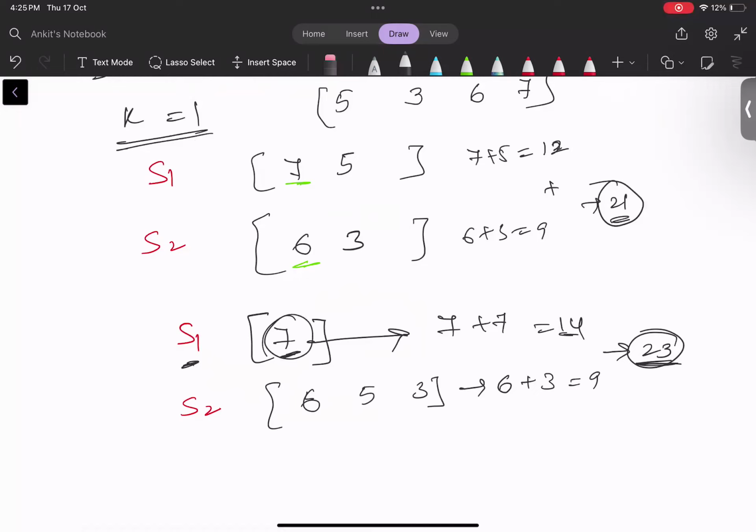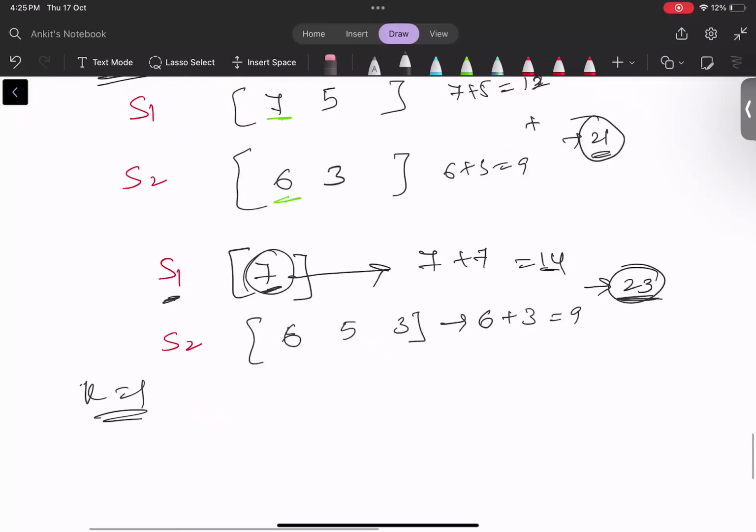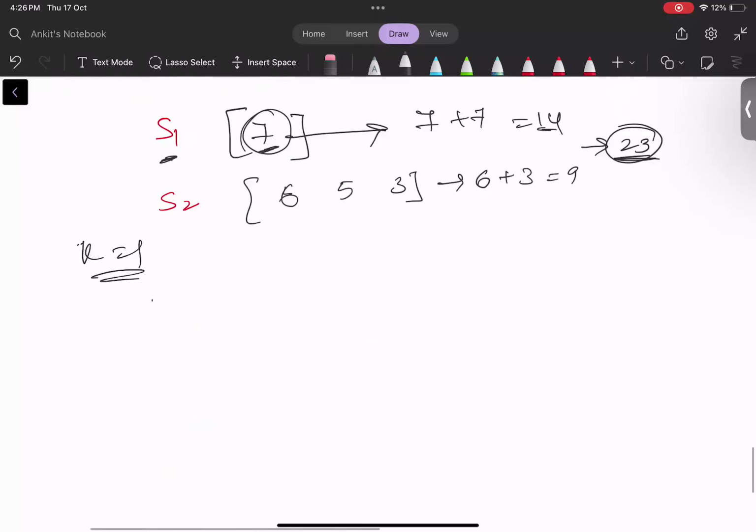If we place the second maximum value here, we also will not get the optimized answer, right? So we have to place only the maximum value when k is equal to 1. If k is equal to 1, what will be our formula? Like here we derived a formula, right? For this, our score would be max 1 plus max 1, as we are taking only one element, max 1 plus max 1.